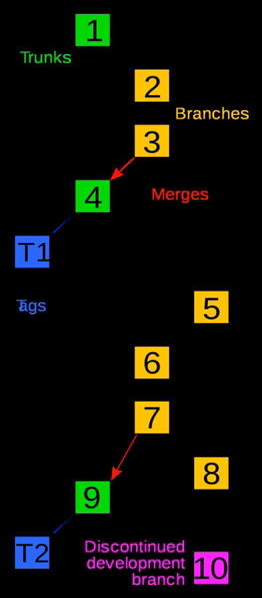Some revision control systems have specific jargon for the main development branch. For example, in CVS, it is called the main. In Git, it is called the master. A more generic term is mainline.